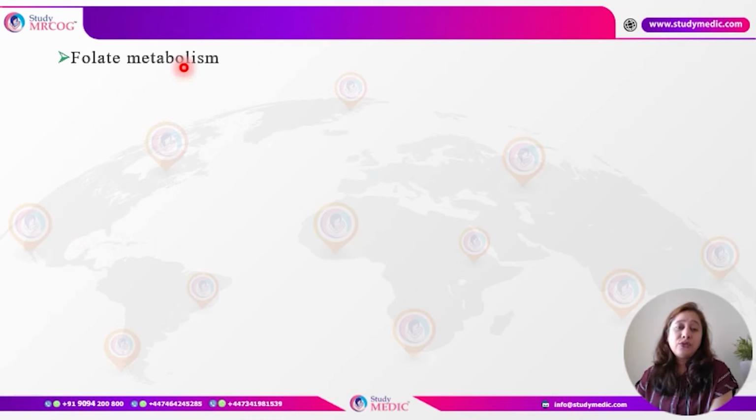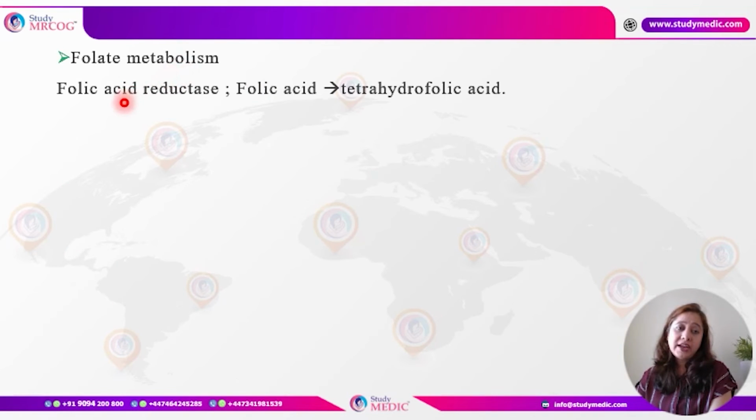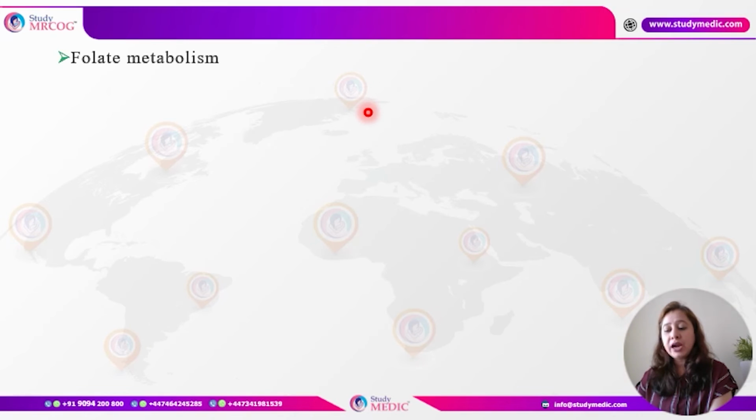So folic acid reductase is an enzyme which is dependent on vitamin C. So folic acid to tetrahydrofolic acid, which is the active form of the vitamin folic acid. So the formation of the active form of folic acid is dependent on vitamin C.